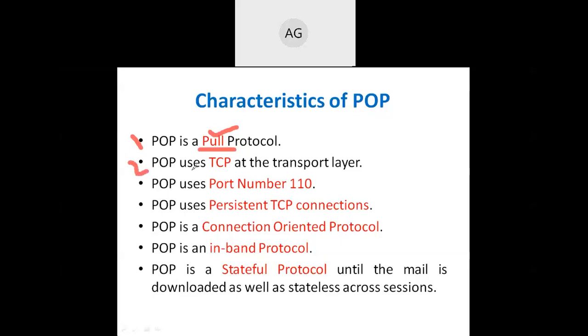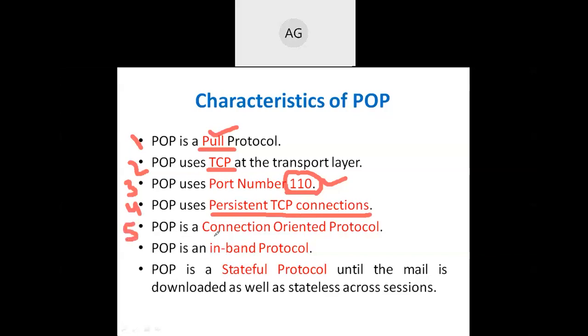The next characteristic is that POP uses TCP at the transport layer. The other characteristic is that POP uses port number 110. Just remember this: POP uses port number 110, whereas we use port number 25 in the case of SMTP. The next characteristic is that POP uses a persistent TCP connection, which is the same as that of SMTP.